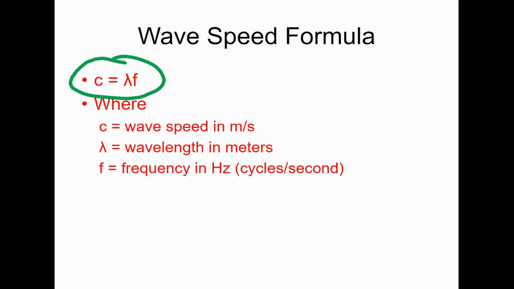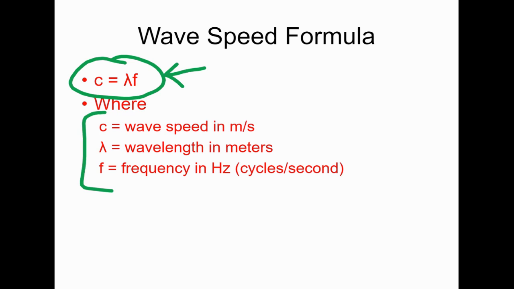And now that you have that out, let's go ahead and write this formula down. c equals lambda f. Okay, so write this down. And then I'd like you to take a second to label what each of the variables mean in this equation and what their units are. That's really important. And all that information is down here, so as you're writing, I'll go through that.